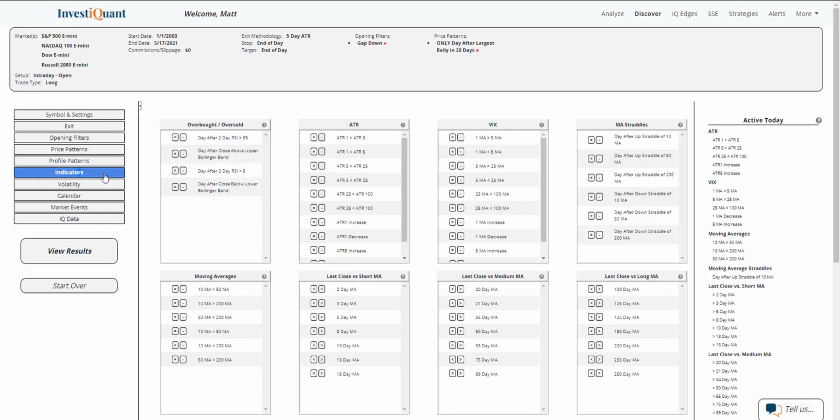Next, I can go into the indicator section. I'm going to put us in a similar market environment. We pushed up above the 10-day moving average on Friday, and we are also above a 200-day simple moving average. So now I've added that to the test as well. Now I can click View Results.